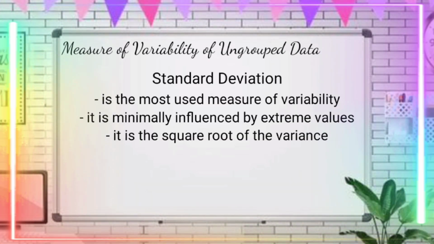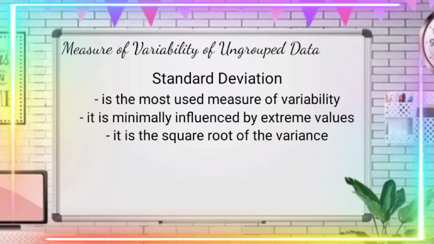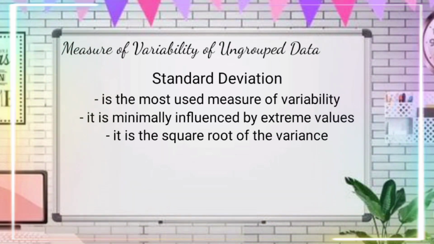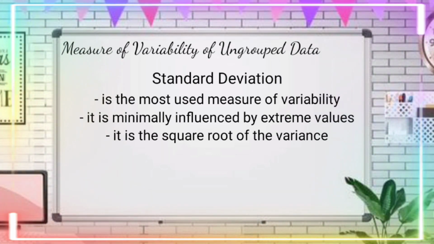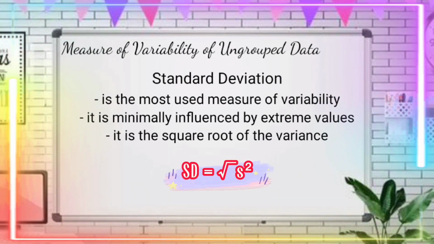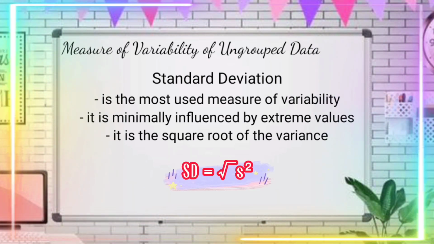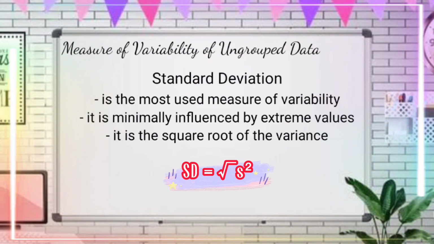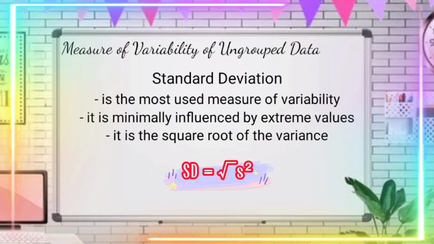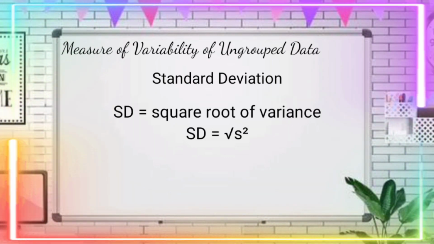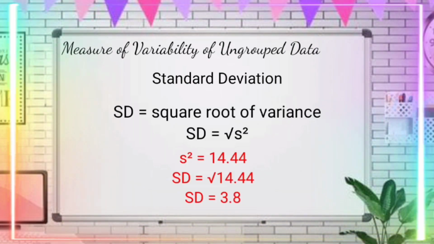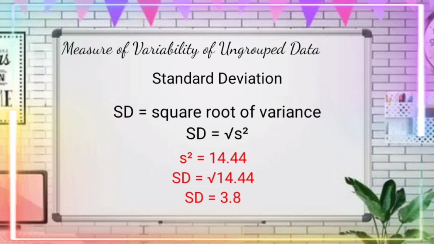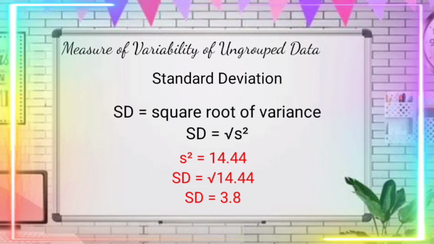Now the last, standard deviation. It is the most used measure of variability. It is minimally influenced by extreme values, and it is the square root of the variance. In our previous example, our variance is equal to 14.44. So to solve for the standard deviation of it, we need to get the square root of the variance, or the square root of 14.44. Therefore, our SD, or standard deviation, is 3.8.